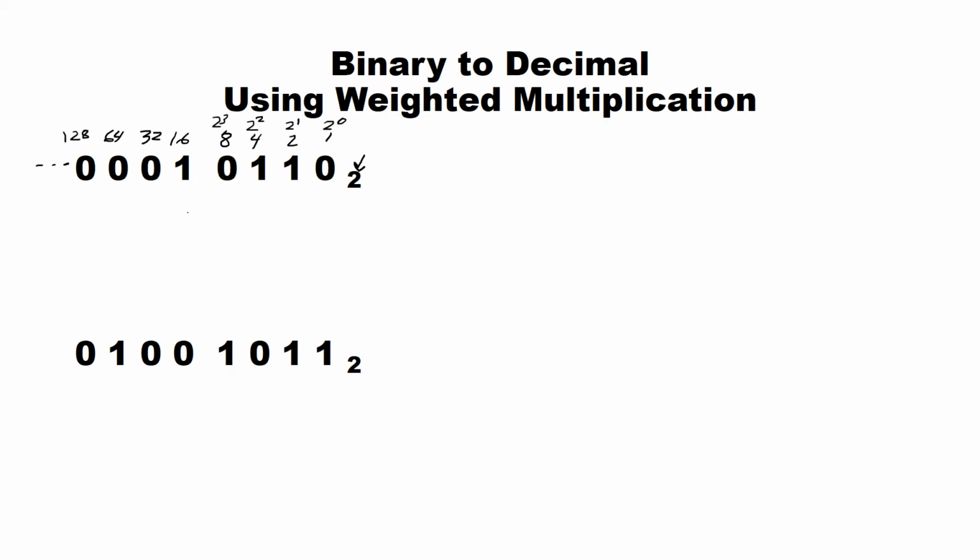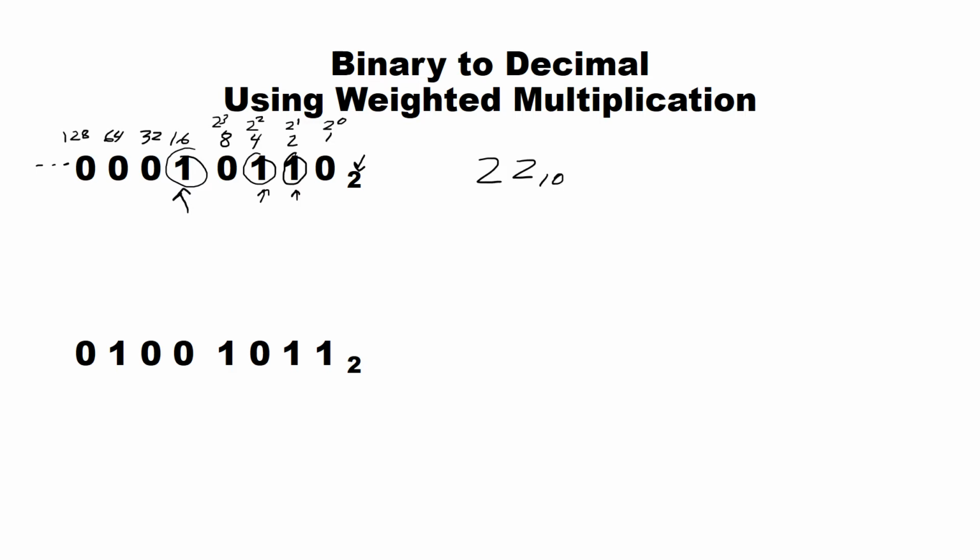Anyway, if I want to figure out what this number is, I just add up every place I have a 1. So I have a 1 in the 16's place. I have a 1 in the 4's place. 16 plus 4 is 20. A 1 in the 2's place. That's 22. So this number is 22 in base 10.